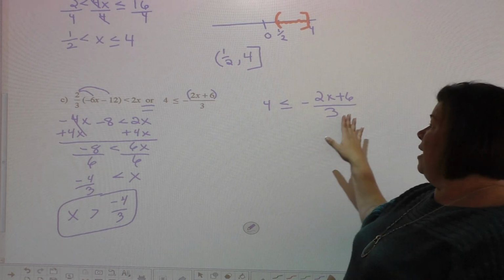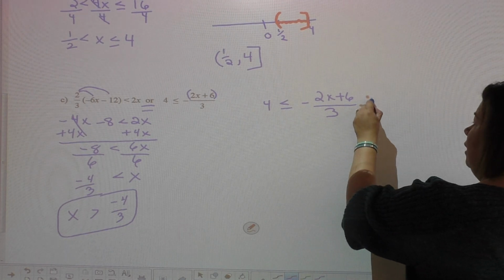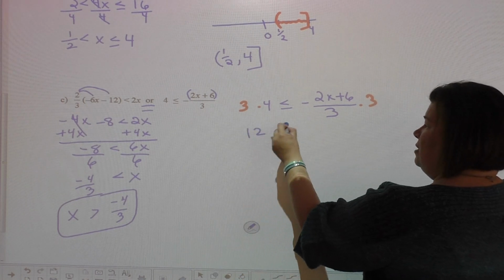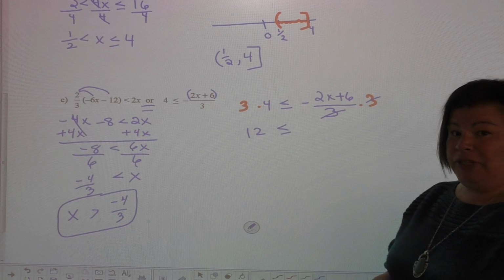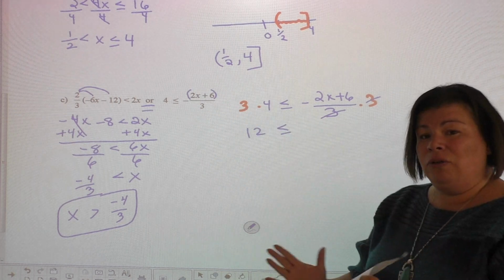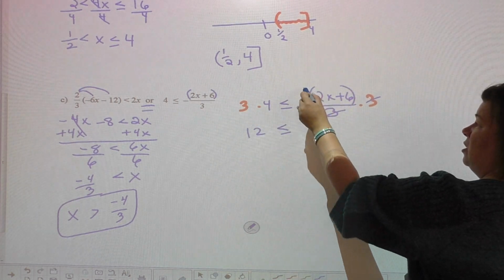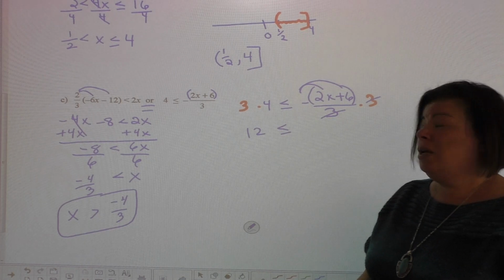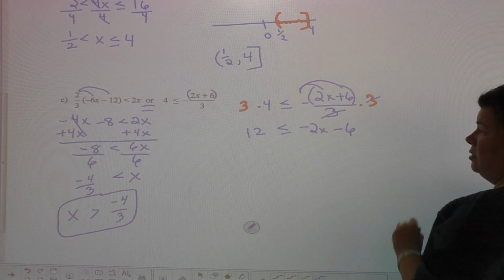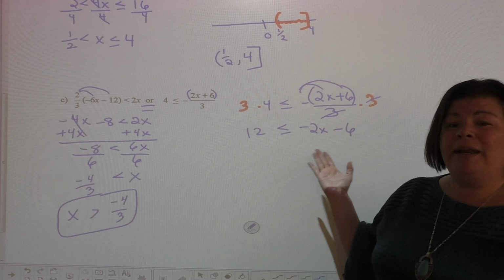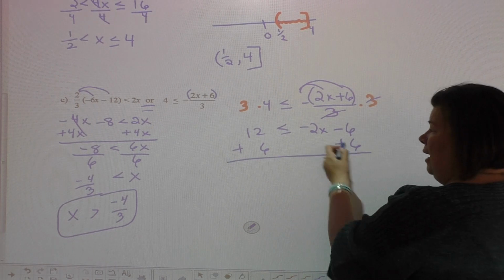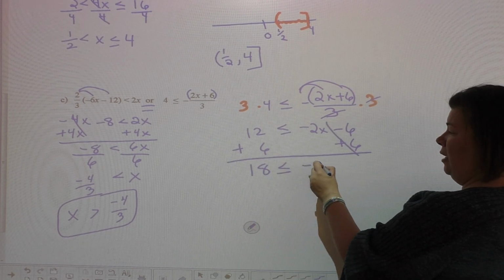So actually on this side, we can go ahead and multiply everything by 3. So when we multiply everything by 3 here, we're going to get 12 is less than or equal to. Now the 3's cancel here, which is nice. But as I mentioned earlier, I have this negative sign pertaining to the whole quantity, 2x plus 6. So when I distribute that, it changes the actual numerator to negative 2x minus 6. Okay? So now if we go ahead and solve algebraically, I'm going to solve for x, so I'm going to add 6 to both sides. And I have 18 is less than or equal to negative 2x.